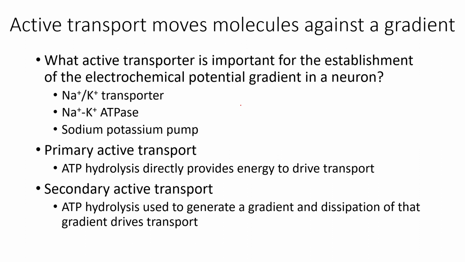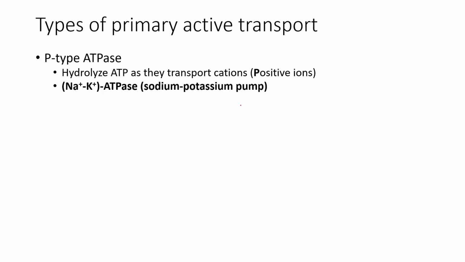We also have, like I mentioned, secondary active transport, where ATP hydrolysis is used to generate a gradient, and then we dissipate that gradient to help drive transport of a second molecule, hence the terminology secondary active transport. So primary active transport is directly using ATP, secondary active transport is indirectly using ATP.